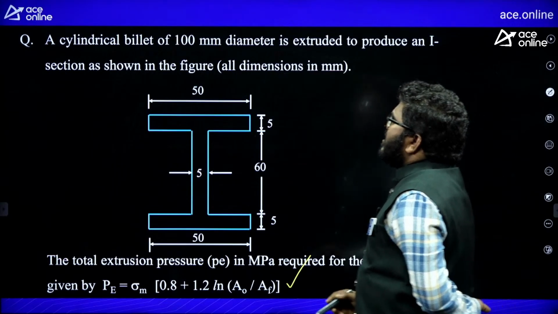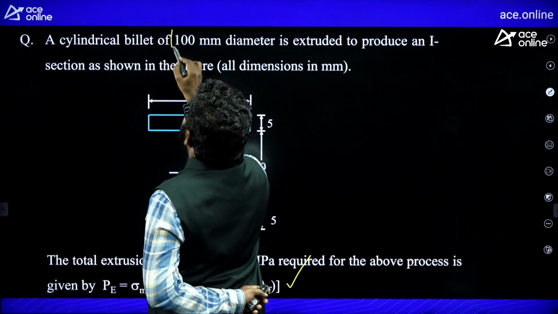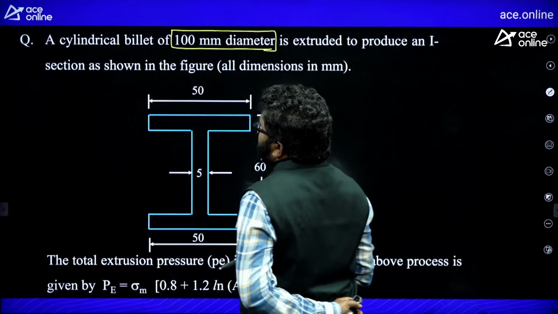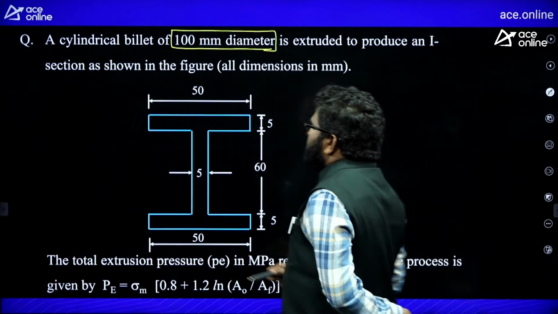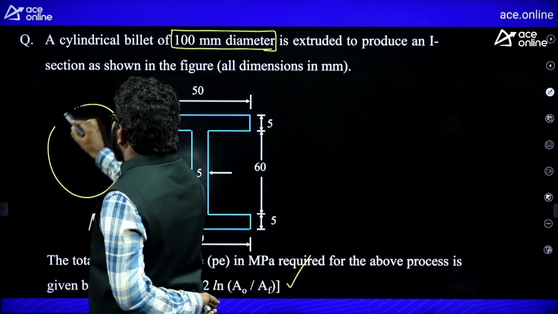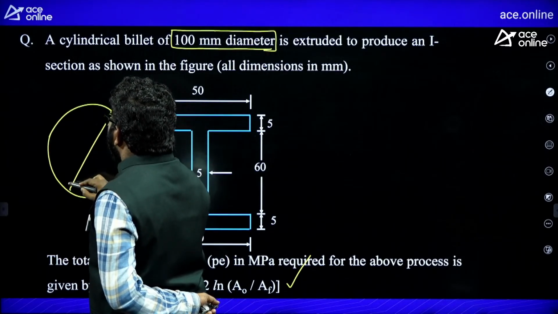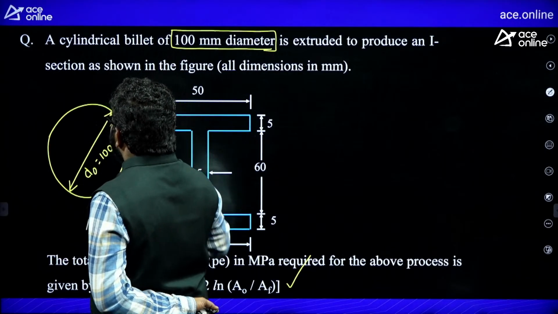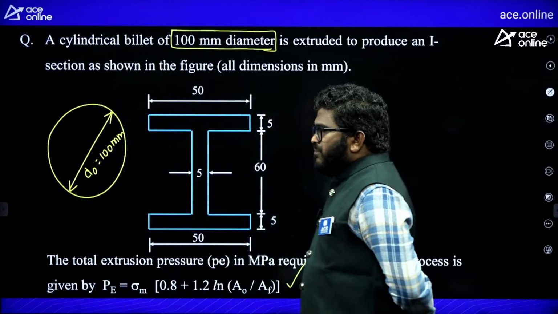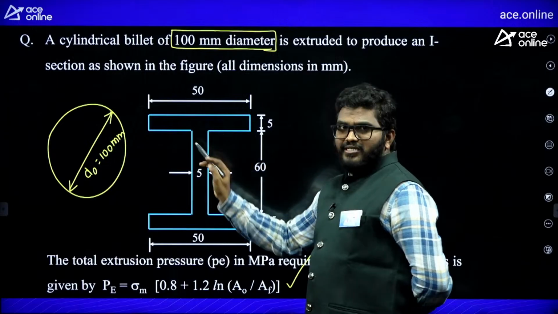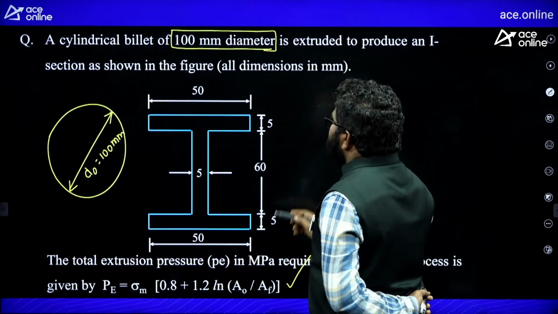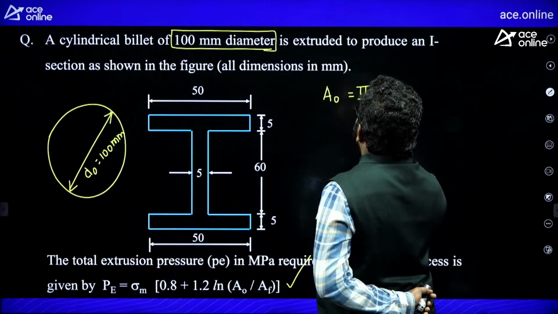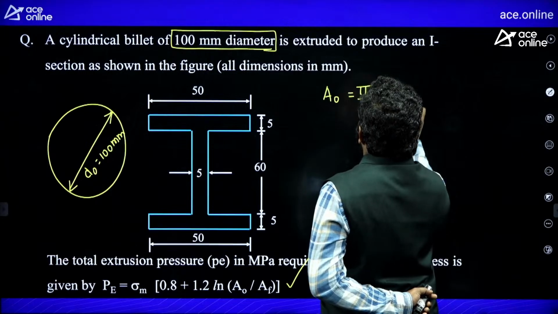A cylindrical billet of 100 mm diameter is extruded to produce an I section. So they are going to make an I section from a cylindrical billet. Billet diameter is given 100 mm, so D naught is equal to 100 mm. And from this cylindrical billet, we are going to make this component. So here, listen carefully, initial area A naught is equal to pi by 4 into 100 whole square, you should solve.